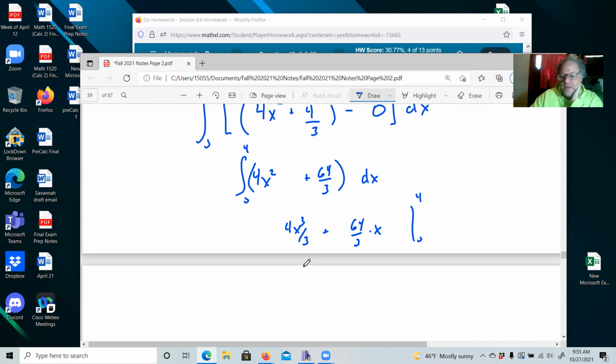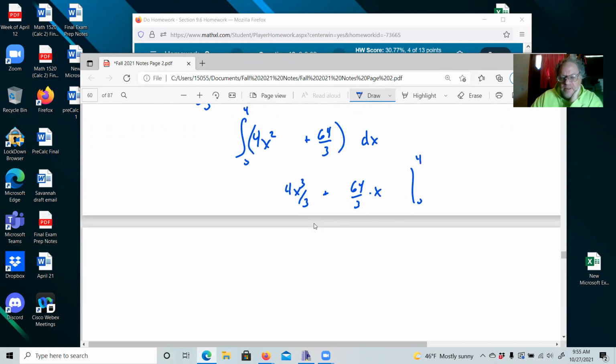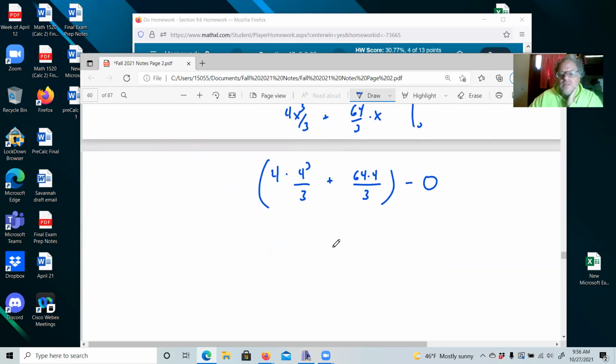Okay, so we should be okay there. Okay, so we have 4, and then this is going to be 4 cubed over 3 plus 64 times 4 over 3. So that's going to be minus, and if I plug in for the zeros, we get 0. Okay. So let's see here.